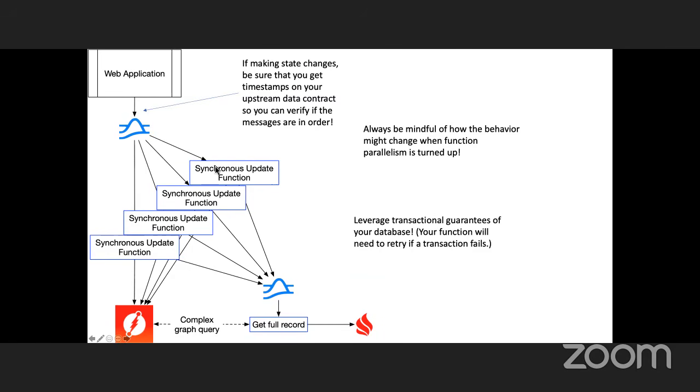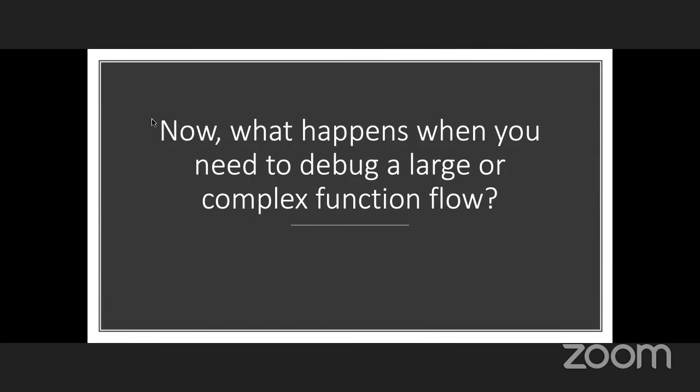Also, you need to be mindful about what your data contract upstream looks like. This may be obvious for some of you, but if you need to make sure that things are ordered correctly, well, you need to make sure you have timestamps. Always be thinking about the data contracts and how that's going to affect downstream applications. Now, what happens when you have a large or complex function flow? How do you debug it?